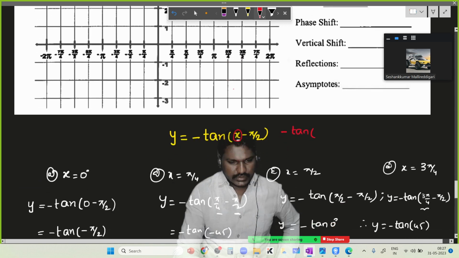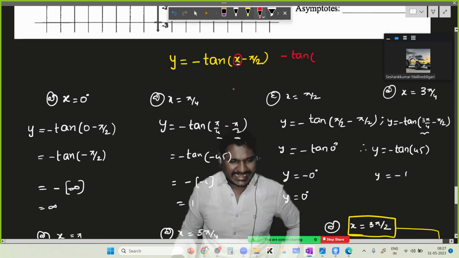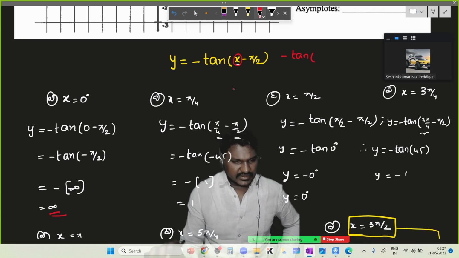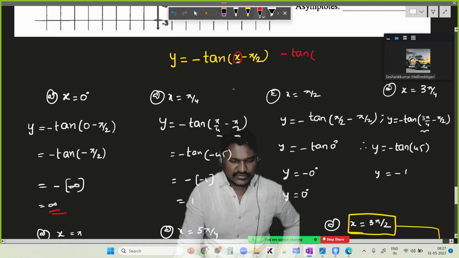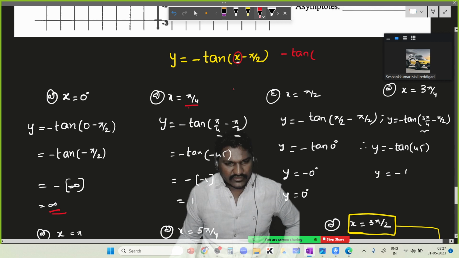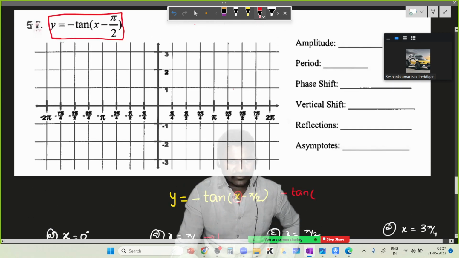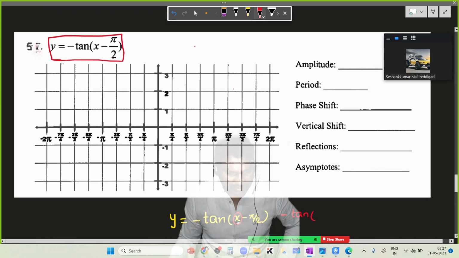Now, the first value we got at x equals 0 is undefined. Keep it aside. At x equals 0, the value is undefined. Now, at x equals pi by 4, the value is 1, positive 1. I'll just put a cross mark here.